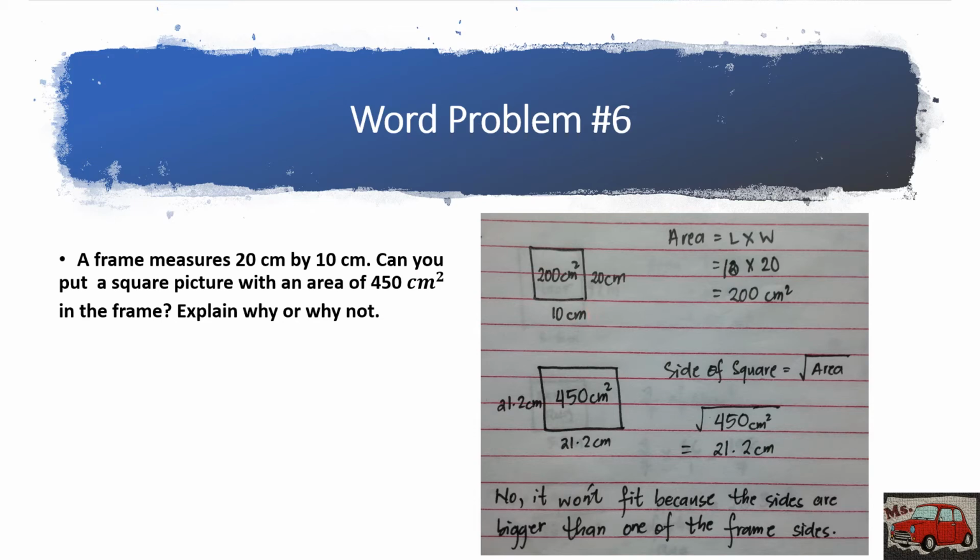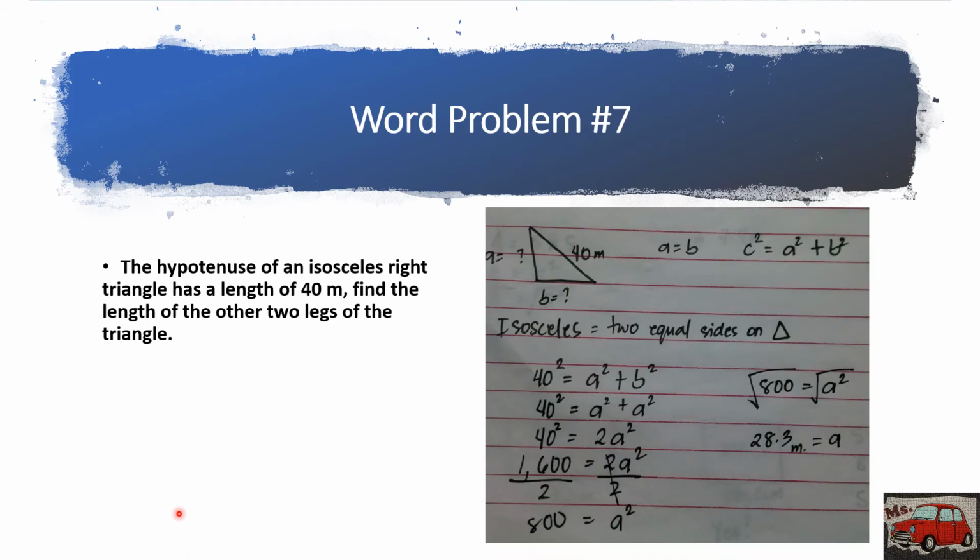Okay? The hypotenuse of an isosceles right triangle has a length of 40 meter. Find the length of the other two legs of the triangle. Okay, so yung hahanapin natin is yung length ng dalawang legs ng triangle. Okay? Kung yung hypotenuse daw natin is 40 meter. Alright, so this is our isosceles triangle. Pag sinabi natin isosceles right triangle, ibig sabihin same yung dalawang legs niya. Alright? And this is the hypotenuse.